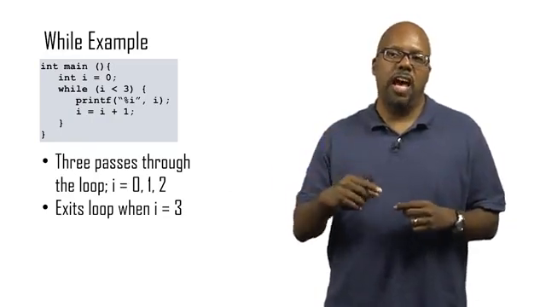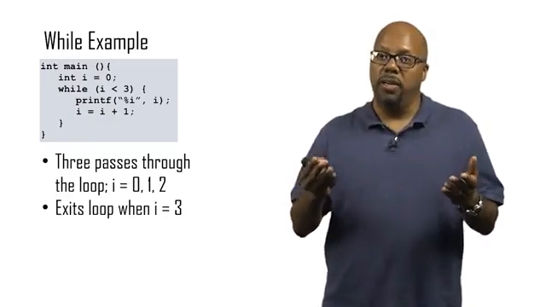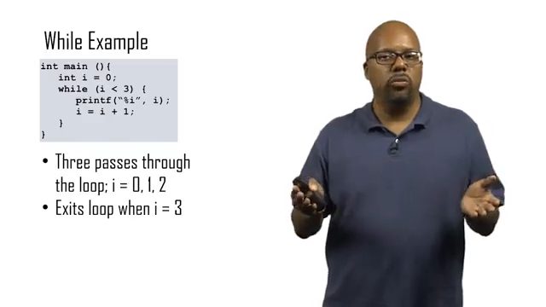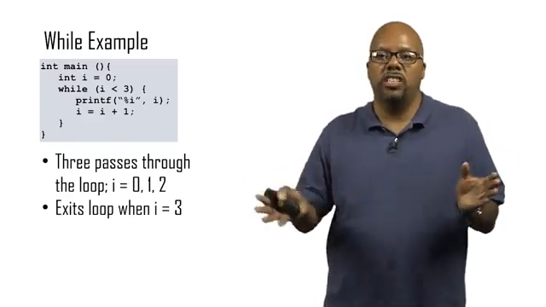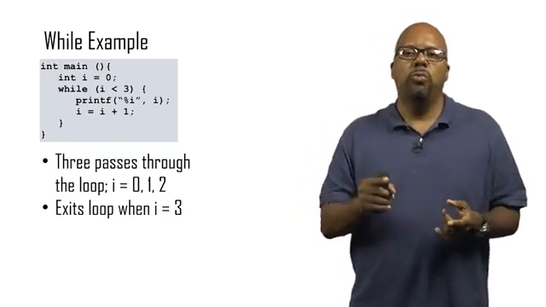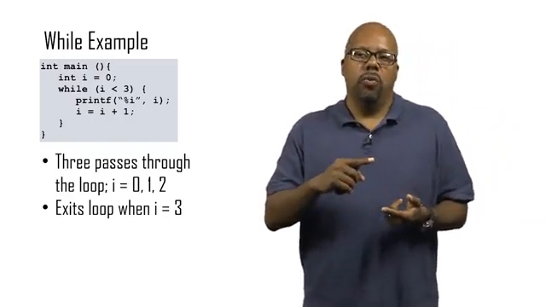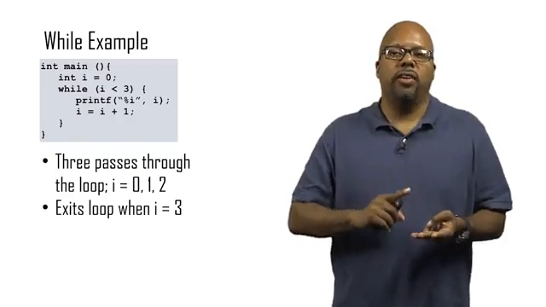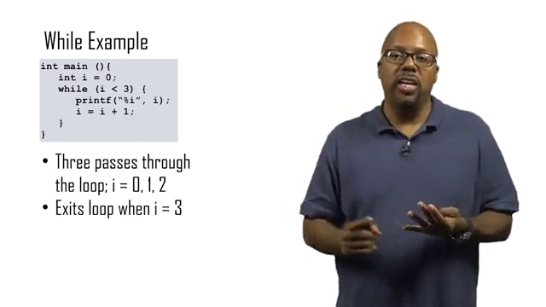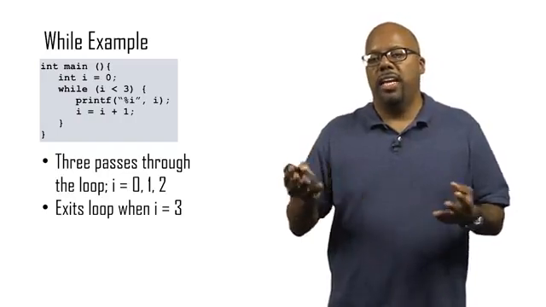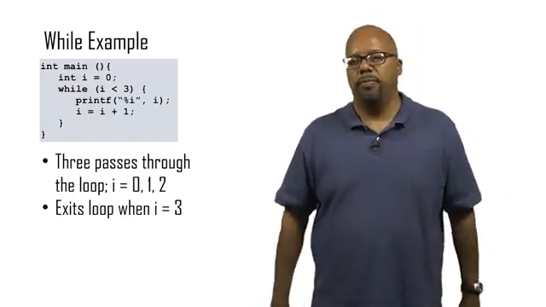So then you get back to the top, and it says while I less than 3. But if I is equal to 3, then that's not true. So it finishes the loop at that point. So this loop will actually execute 3 times: when I is equal to 0, I is equal to 1, and I is equal to 2. Once I is equal to 3, it exits the while loop, and it doesn't execute a final time.